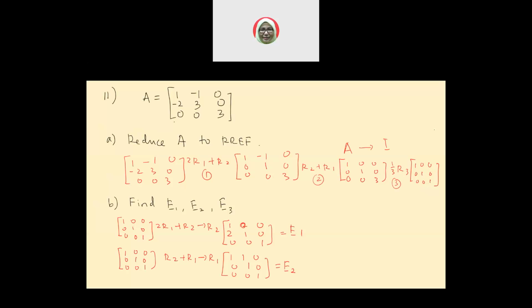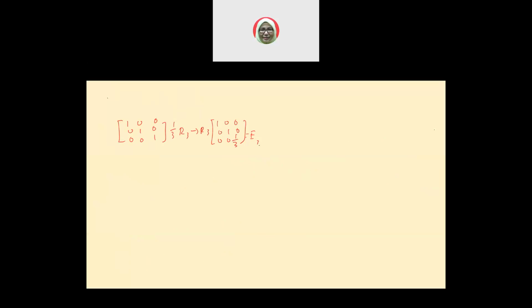Question B, to find E1, E2, E3. Based on question A, we already got the elementary row operations. There are 3 elementary row operations, meaning you should get E1, E2, and E3. Apply each elementary row operation on the identity matrix to get E1, E2, and E3 respectively. This is E3.